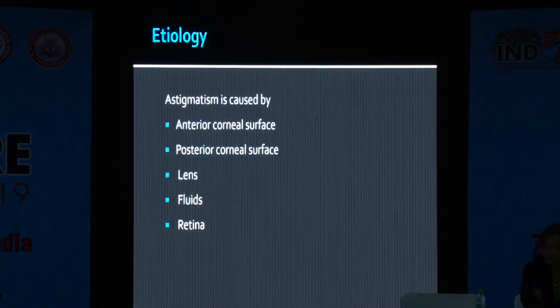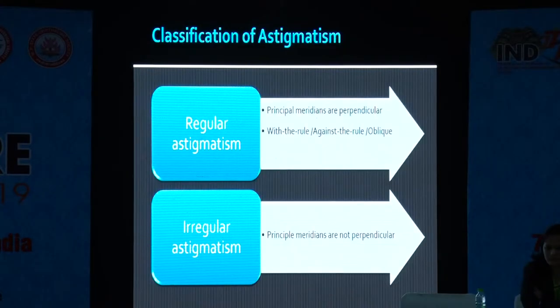What causes astigmatism? It could be because of the anterior corneal surface, the posterior corneal surface, the lens, fluids, and the retina. Coming to the classification, we have a regular astigmatism and an irregular astigmatism. In a regular astigmatism, the principal meridians, we'll come to see it later, are perpendicular, that means they are at right angles. And in irregular astigmatism, they are not at right angles, they are not at 90 degrees.